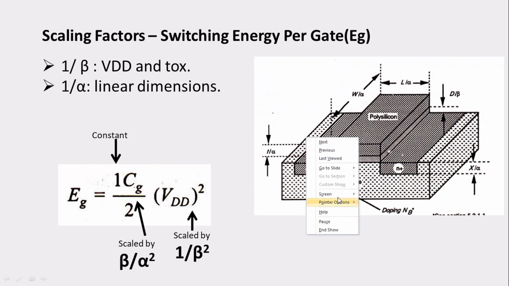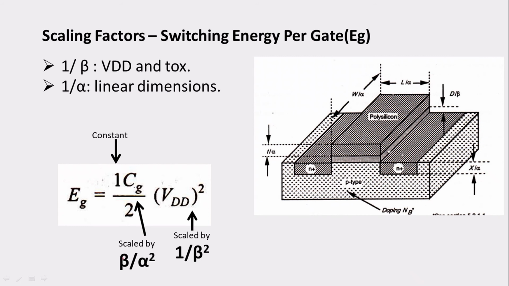Now if you look at this, what will happen? Cg is beta by alpha square and then 1 by beta square. This beta and then this beta will be cancelled down. So finally we are left with 1 divided by alpha square beta. So the scaling factor for switching energy per gate is 1 by alpha square beta.